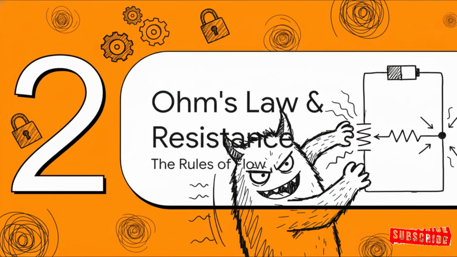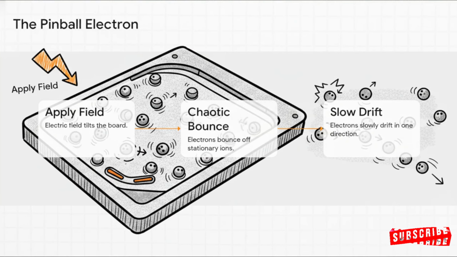Okay, moving on to Section 2, Ohm's law and resistance, the rules of flow. Now that we've established how current flows, we need to examine the forces that push back. Nothing in the universe is perfectly frictionless, right? And electricity is no exception.